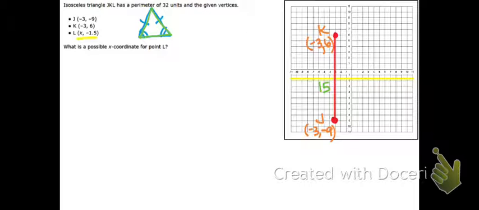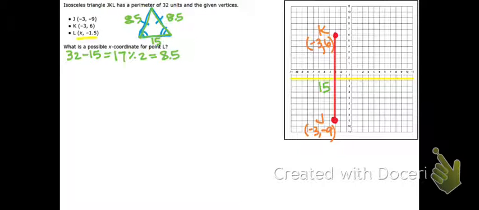So let's use that then to figure out the distance of our other two sides. If this is 15, and the other two sides and 15 add up to 32, what are the lengths of those other two sides? Well, 32 minus 15 is 17. So those other two side lengths have to add up to 17. And if those two side lengths are the same size, let's divide 17 into 2 equal parts. So each of those side lengths is 8.5.